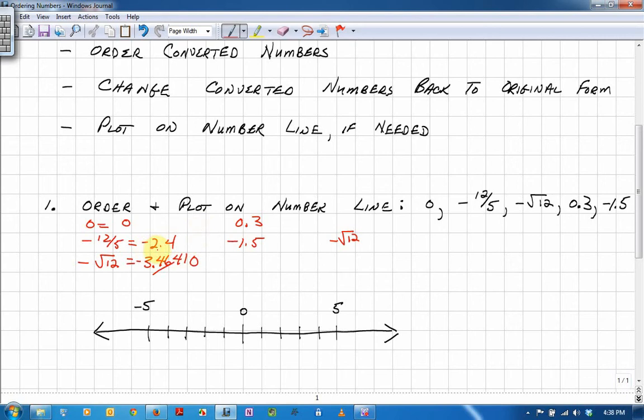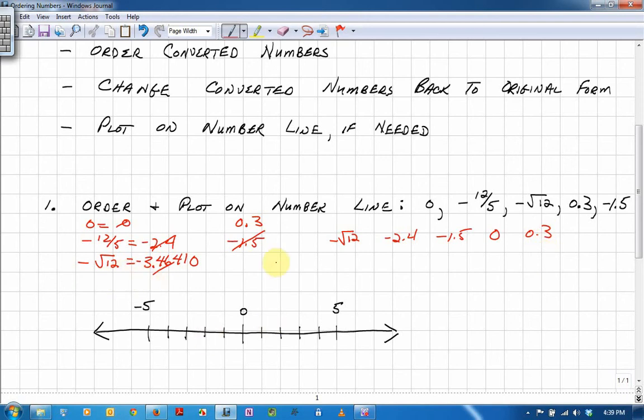Now let's move to negative 2.4. That's the next smallest one. Then a negative 1.5. Then I have 0. And finally, I have 0.3. So there are my numbers ordered from least to greatest, and let's put them on a number line.